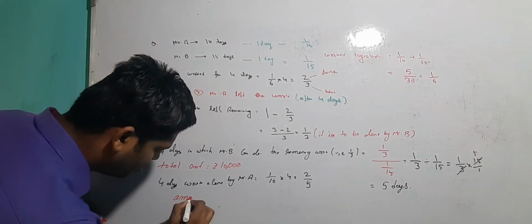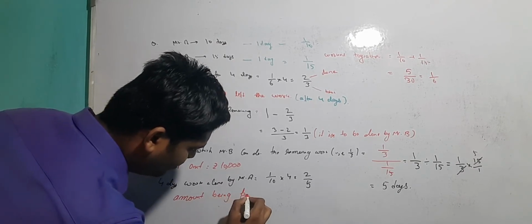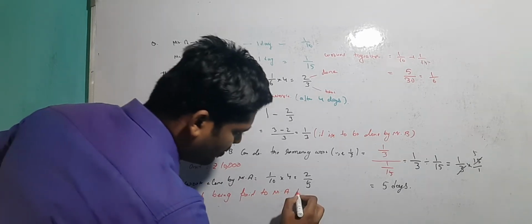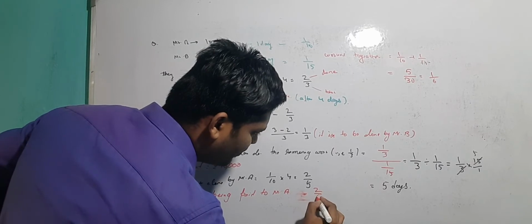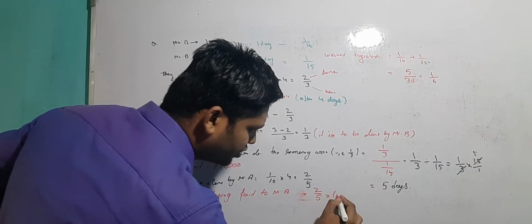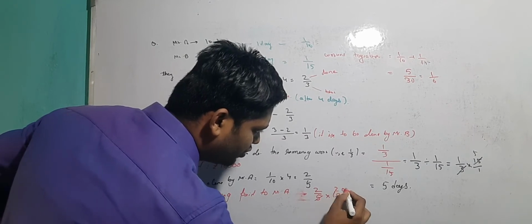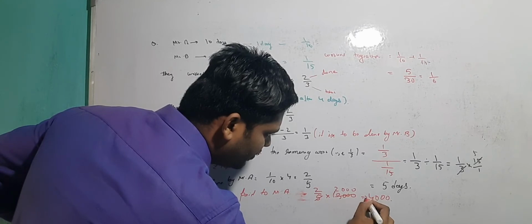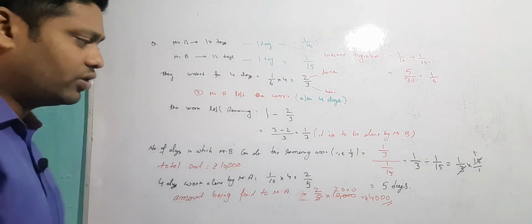Amount being paid to Mr. A is equal to 2/5, the work being done by him, into 10,000. So 5 1 5, 5 2 1 2 3, it is how much? 4,000. He will be paid 4,000 for the work being done.